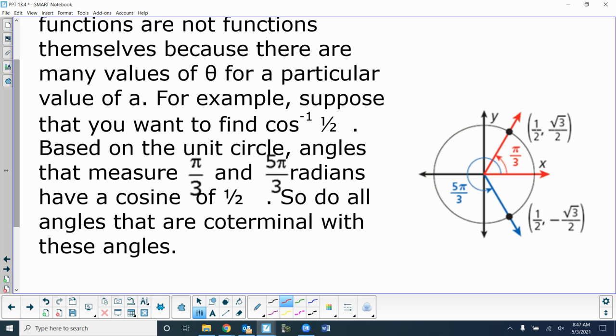Now, if they ask you for radians, I would still find everything in degrees and then switch it to radians if you have to. But there's going to be two answers in all of these. Two answers. Because there's two spots where the cosine is positive 1/2.